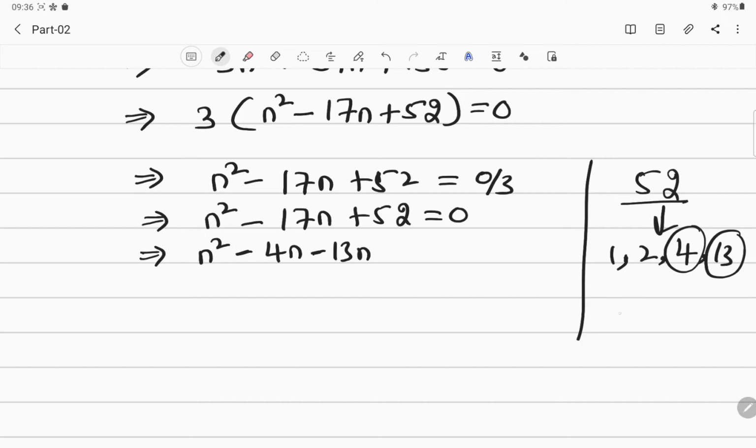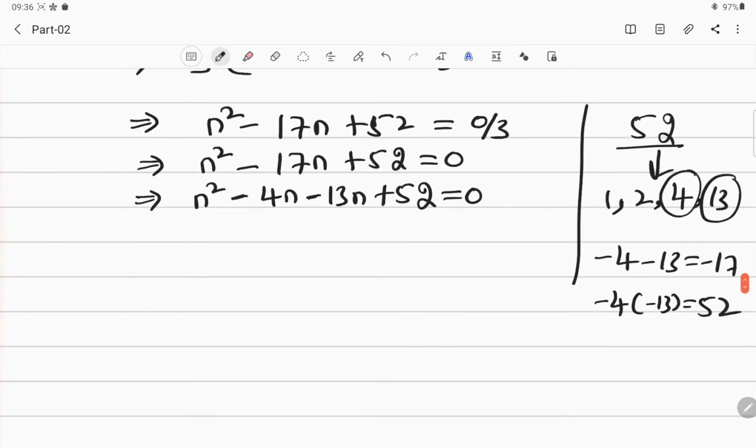and minus 4 minus 13 is like minus 17, and minus 4 into minus 13 is going to be 52. This is quite a simple case, no? So it becomes plus 52 is equal to 0. How to split these middle terms, you should be having an idea. Now let us take common among these two terms. n will be taken common, no? n bracket n minus 4, and here also n minus 4 will be there, and adjust this, that is minus 13, and that is equal to 0.